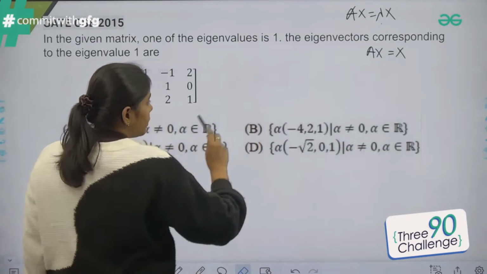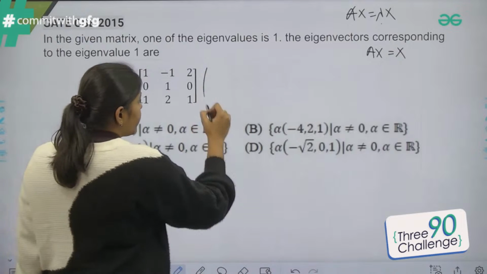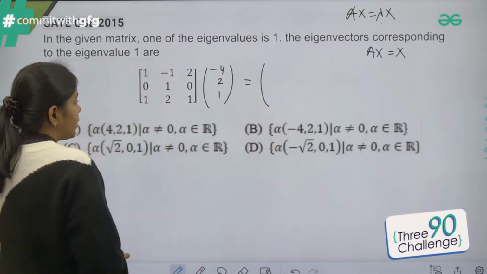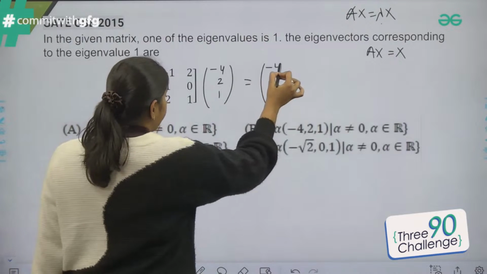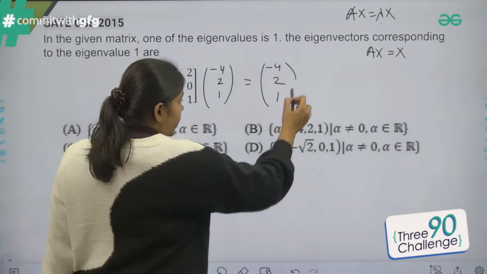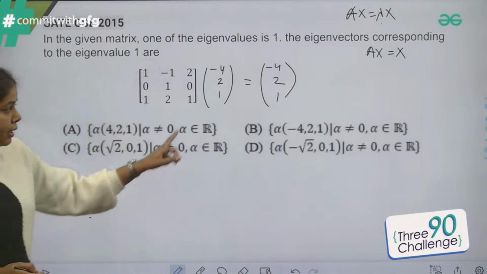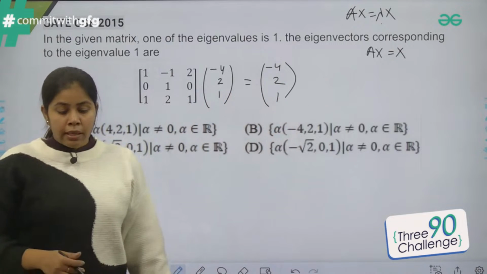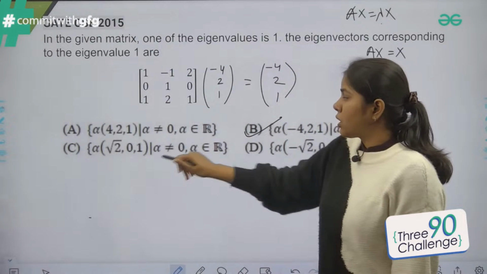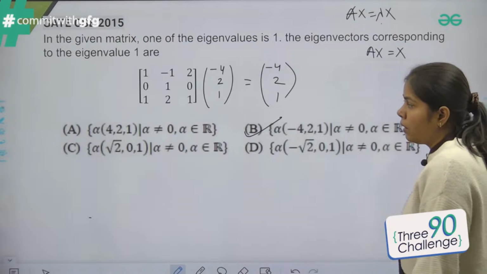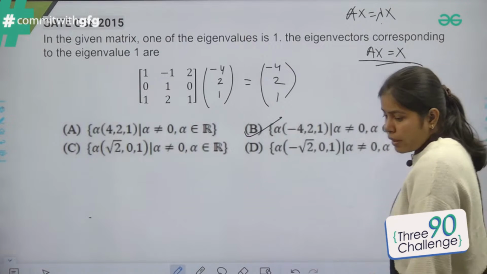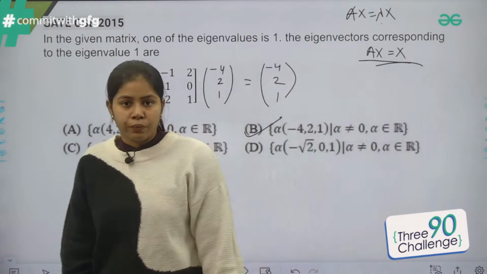Let's check for option B. Minus 4, 1. So I am doing for minus 4, 1. So it would give me minus 4 minus 2 plus 2. That would give me minus 4. That would give me 2. Minus 4 plus 4 plus 1. So now you can see that this is giving me an eigenvector. A into x is equal to x. That's the condition I wanted, right? So I can tick option B, and you can check options C and D as well, that they are not satisfying this condition, Ax equals x. That's why option B is true.